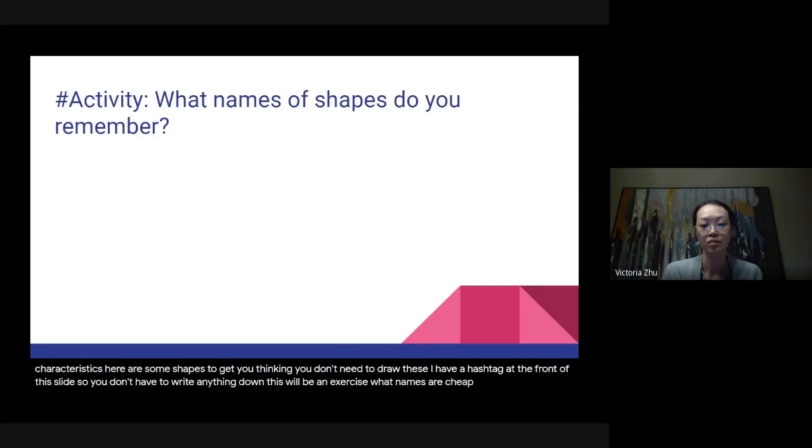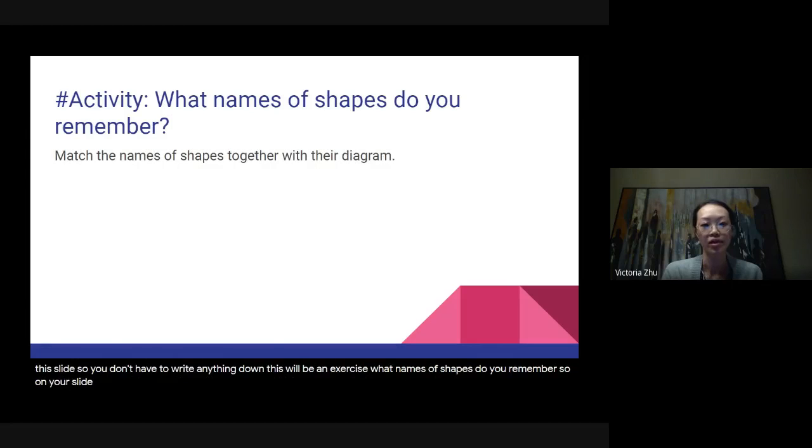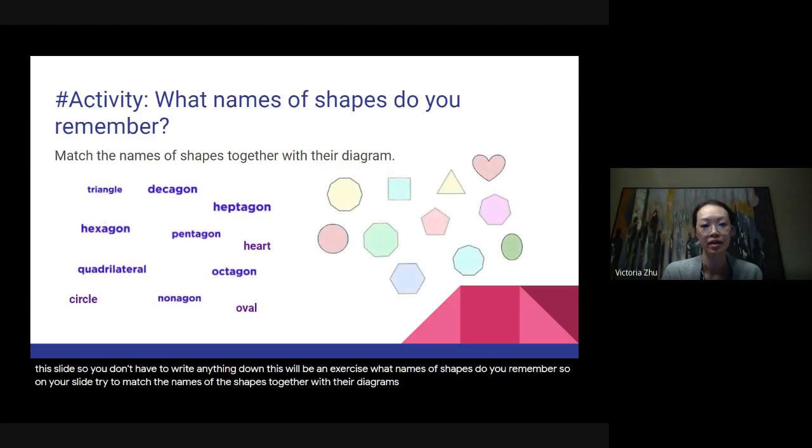What names of shapes do you remember? So on your slide, try to match the names of the shapes together with their diagrams. You'll see these names on the left and shapes on the right. Try to match them together with what you remember. Go ahead and pause this video so you can practice.